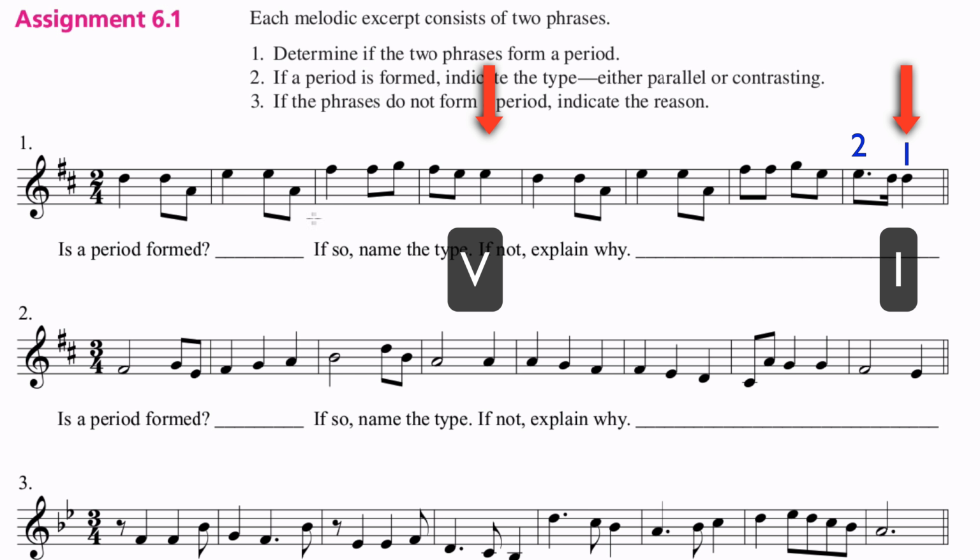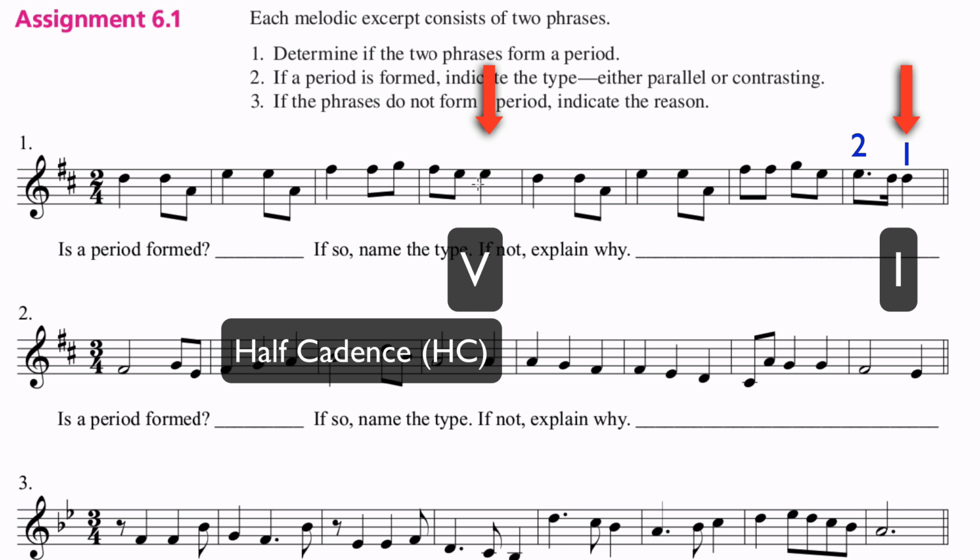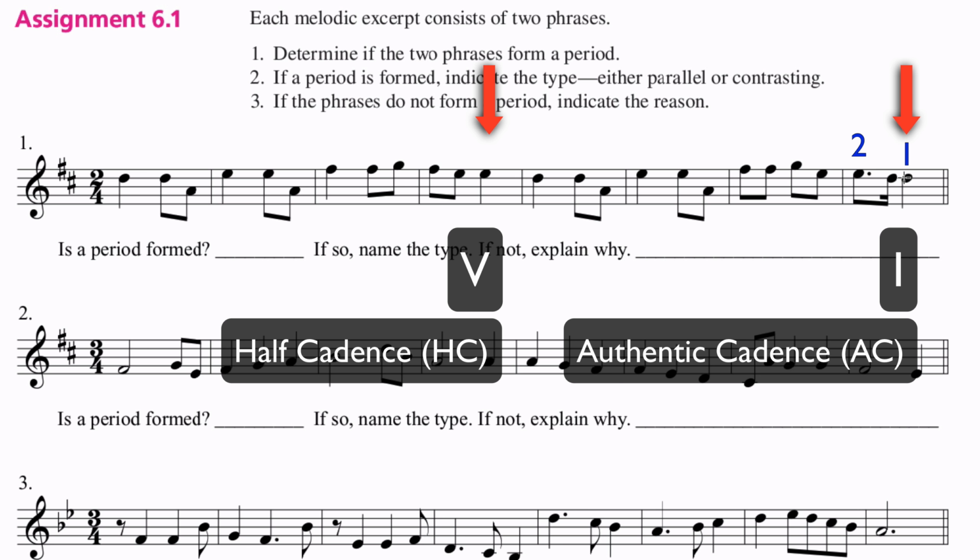That means 1, 2, 3, 4. The first phrase here ends on a half cadence, a weaker cadence. Then 5, 6, 7, 8. The second phrase ends on an authentic cadence of some sort, a stronger cadence. So, must be a period. Finally, what type of period is created here? Well, since the very beginning of each phrase starts out exactly the same here, measure 1 and 2 is the same as measure 5 and 6. Since they start out the same but only have different endings, they're called parallel.